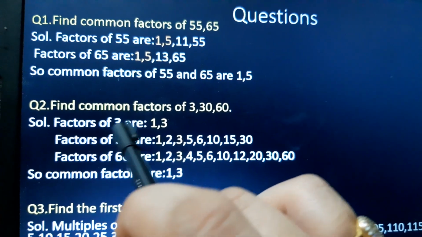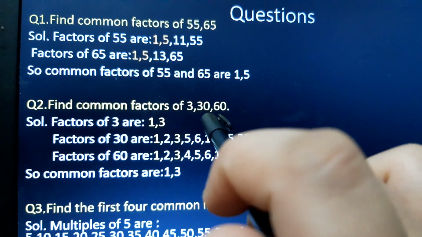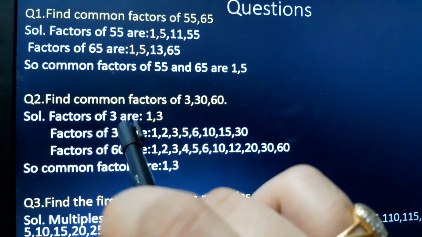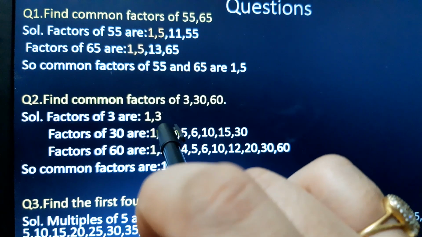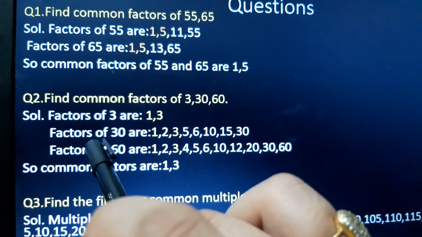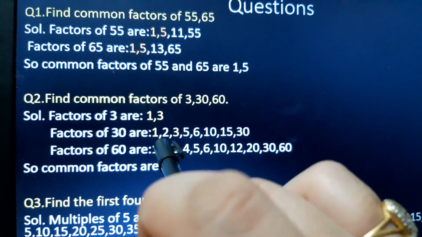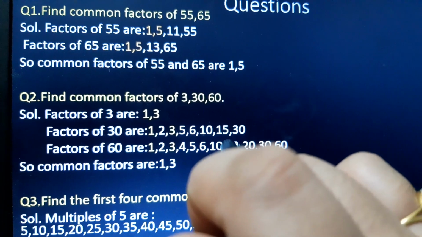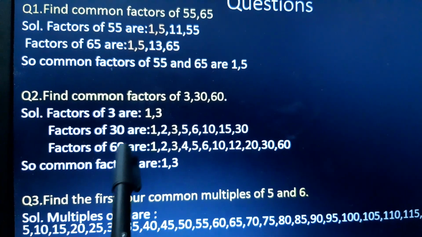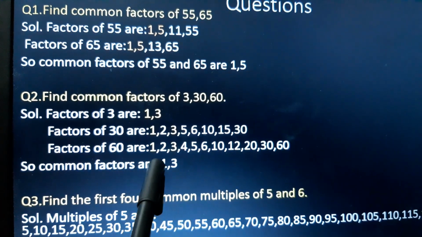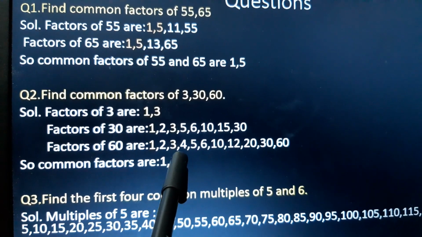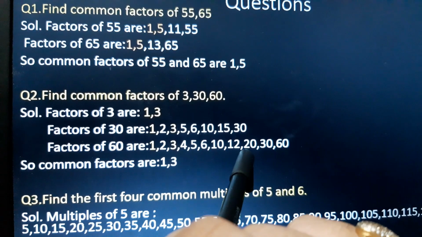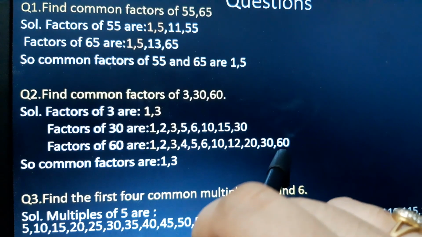Next question is find the common factors of 3, 30 and 60. So let us find firstly the factors of 3. These are 1 and 3. Next, factors of 30 are 1, 2, 3, 5, 6, 10, 15 and 30. Next, the factors of 60 are 1, 2, 3, 4, 5, 6, 10, 12, 20, 30 and 60.